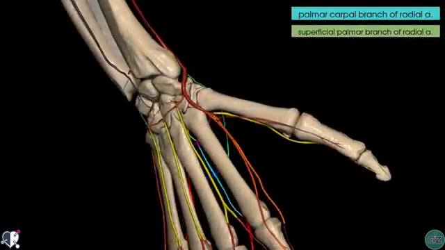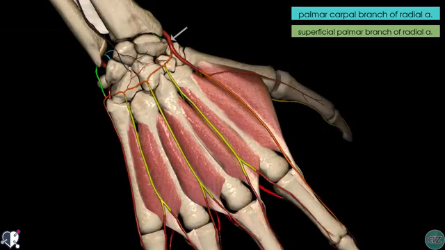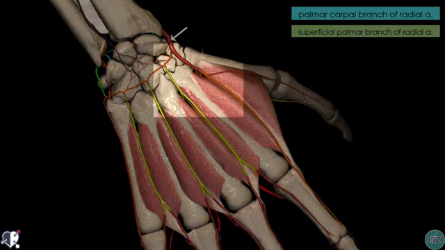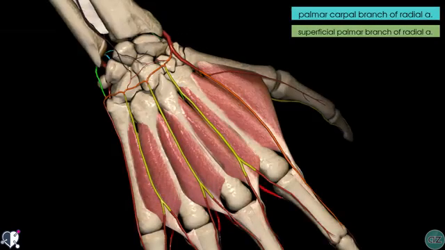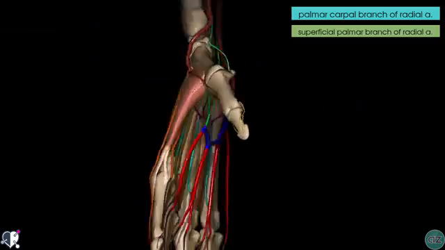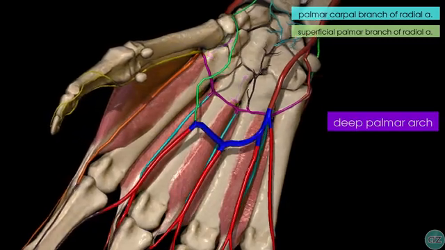After the radial artery enters the dorsal aspect of the hand, it passes over the floor of the anatomical snuff box, and then you can see how it passes between the heads of the first dorsal interosseous muscle to re-enter the palmar aspect of the hand. On the palmar aspect of the hand, it then forms the deep palmar arch through this anastomosis with the branch of the ulnar artery called the deep palmar branch, which we looked at before.